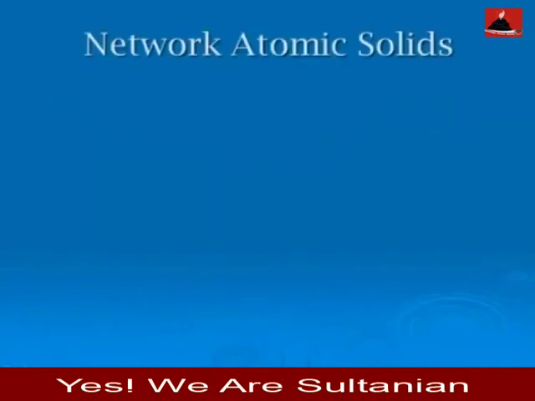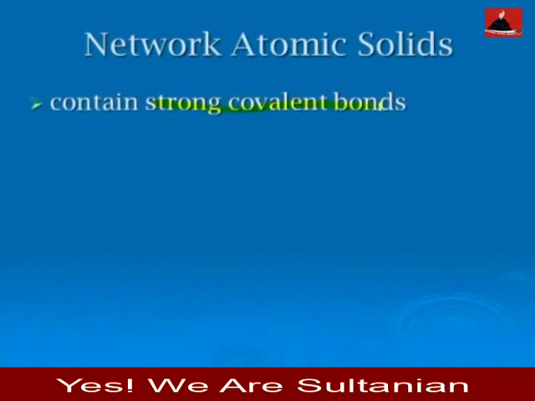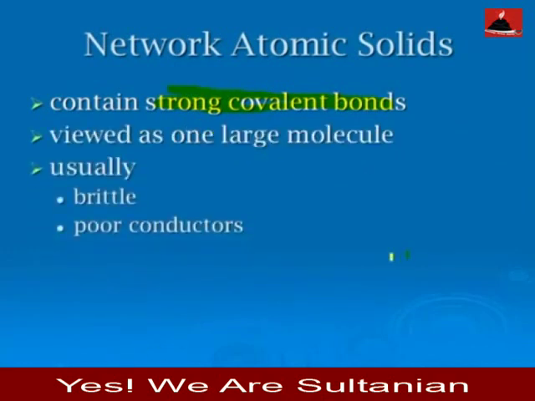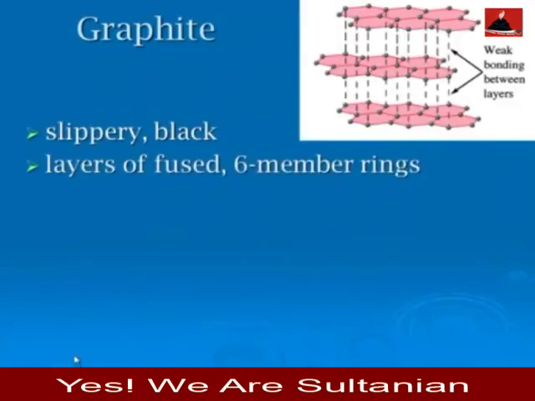Okay, network atomic solids. I know these are kind of the toughest to understand because we've never really talked about them. They contain strong covalent bonds, like with carbon, as opposed to the molecular crystals where you have an intermolecular force. This is actually a very strong covalent bond. It's not an intermolecular force, so it makes these network atomic solids viewed as one large molecule. They're usually very brittle because they cannot slide past one another. They're also very poor conductors because they don't have roaming electrons. All the electrons are roped in.